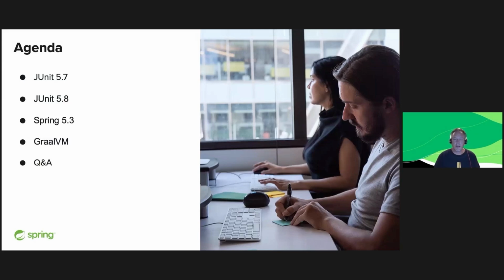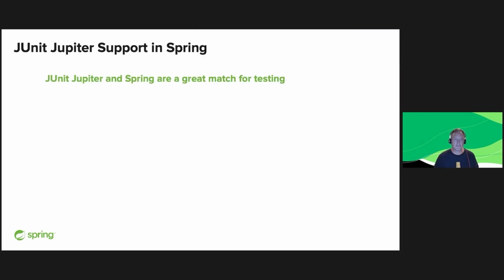So on the agenda today, we're going to talk about JUnit 5.7 and 5.8, which is coming out very soon. And we'll be talking about some of the testing features in Spring 5.3.x. And at the end, we'll close with a short discussion on testing within a native image using GraalVM. And then the Q&A session will follow afterwards.